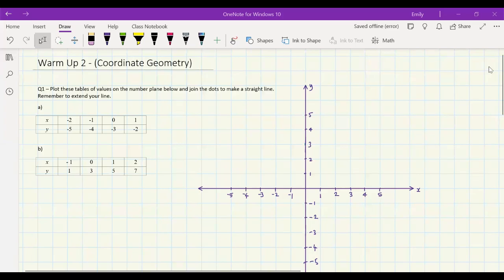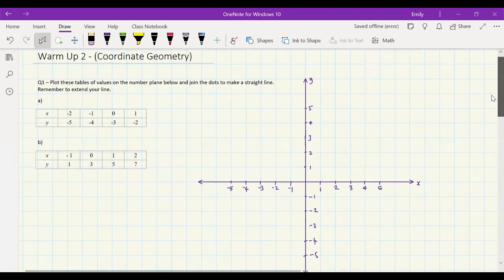Hello everyone, we're going to try some more coordinate geometry. This is the second warm-up. Hopefully you've tried it yourself first. And if you haven't, you can always pause the screen, give it a go, and then see how you went.